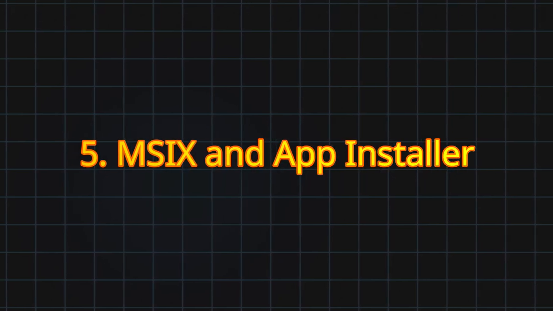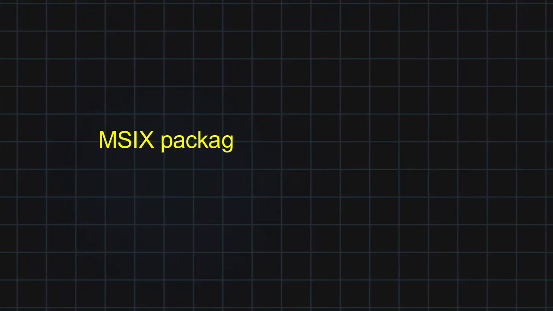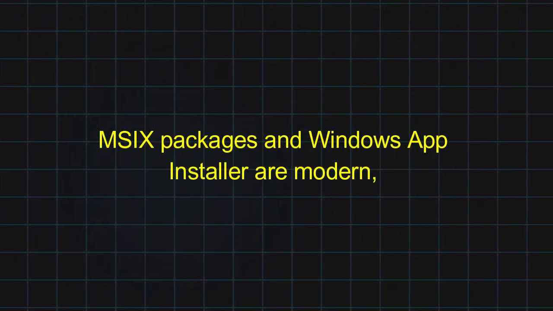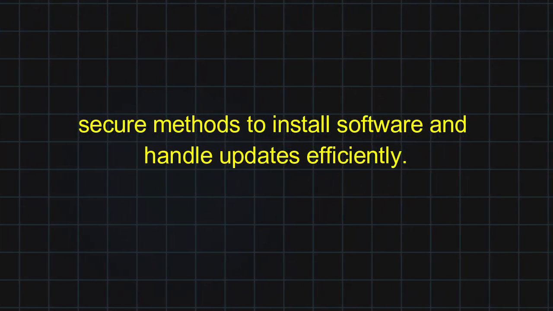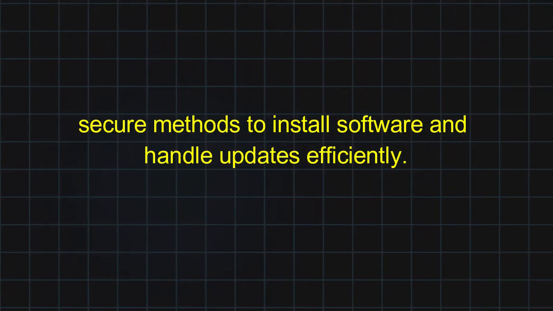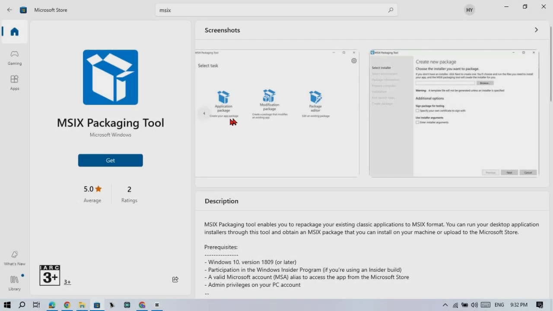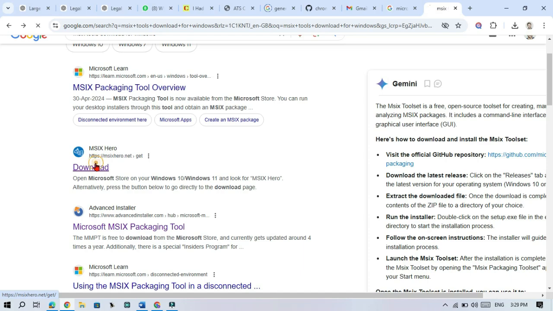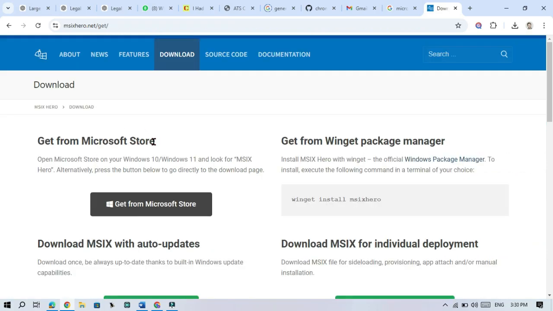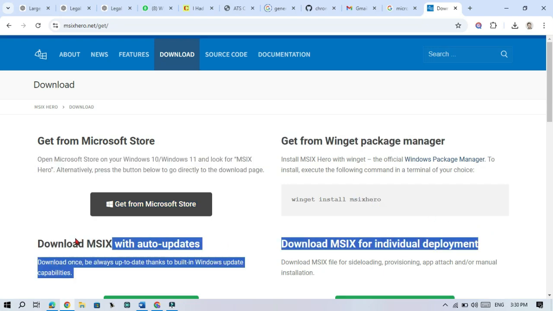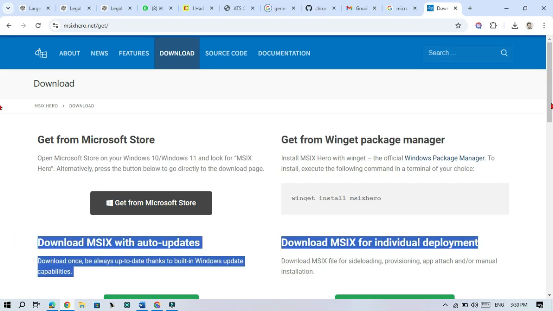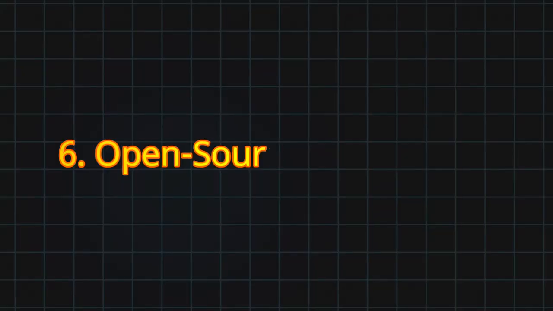The fifth method, MSIX and App Installer. MSIX packages and Windows App Installer are modern, secure methods to install software and handle updates efficiently. First, install the MSIX packaging tool from the Microsoft Store or download the MSIX package from the developer's website. Double-click the downloaded .msix file. Windows will open the App Installer and guide you through the installation process.